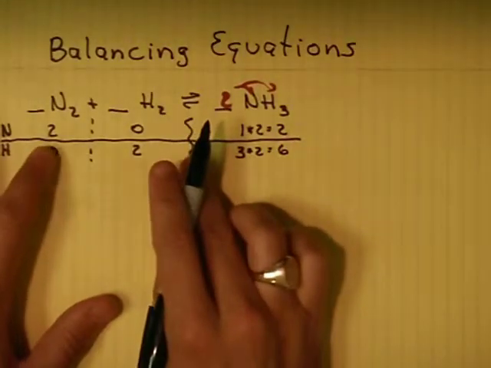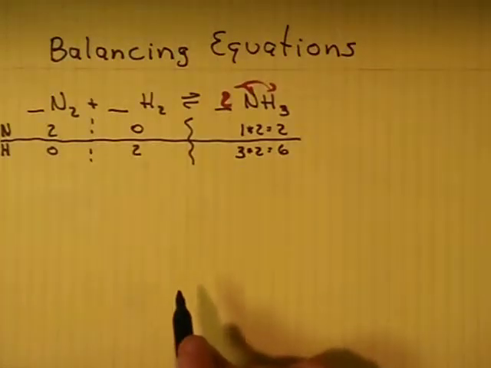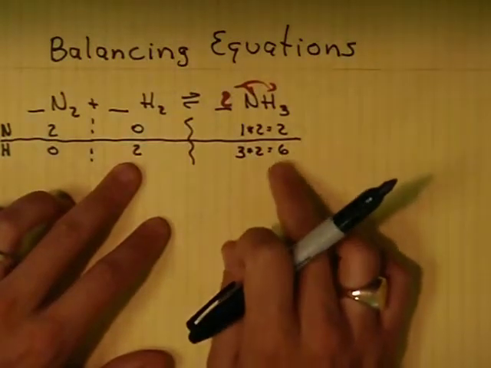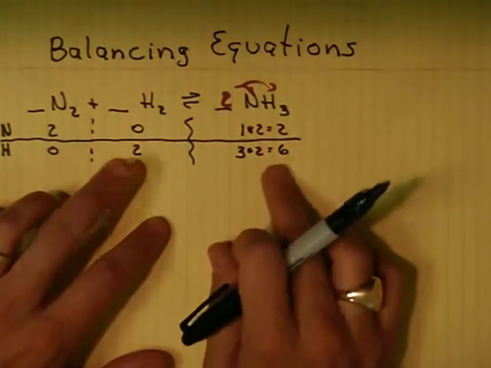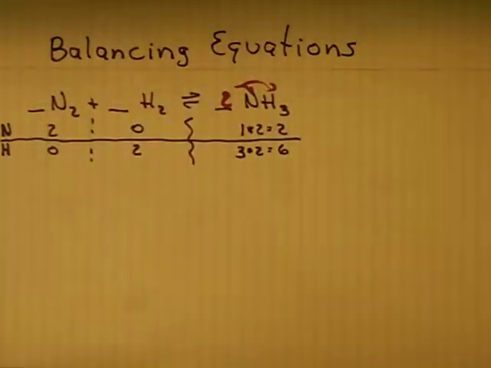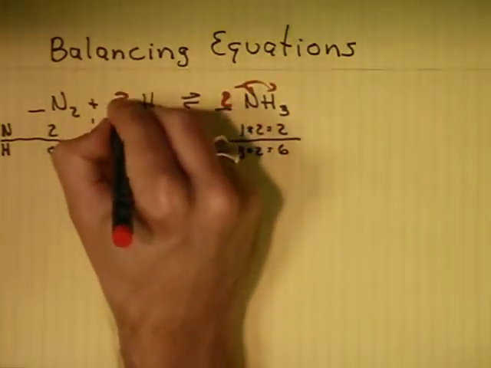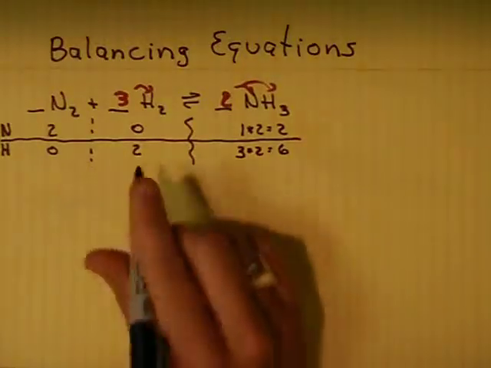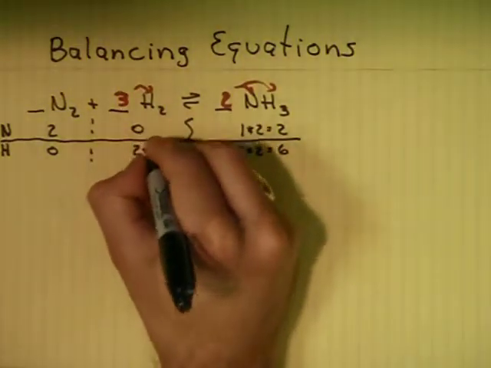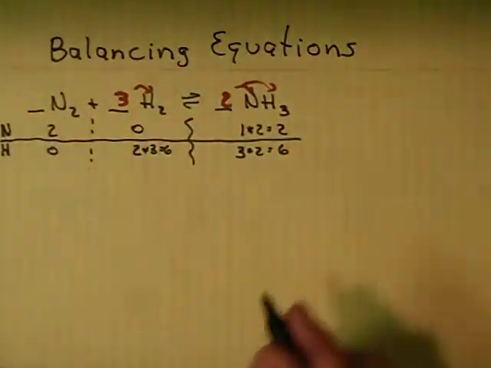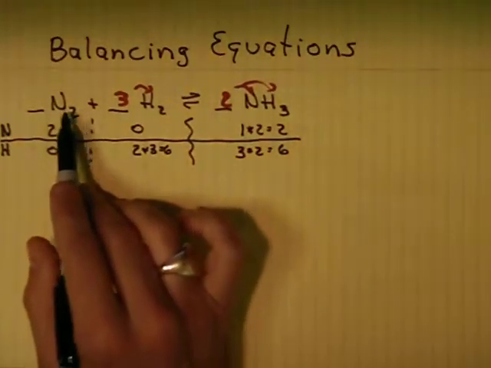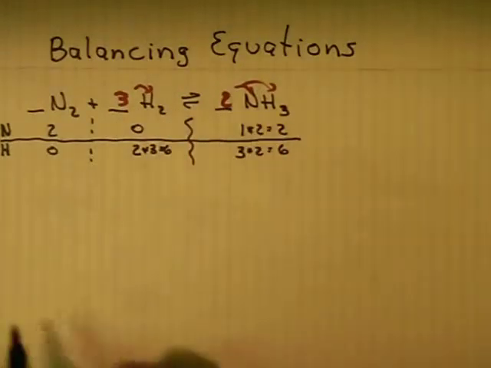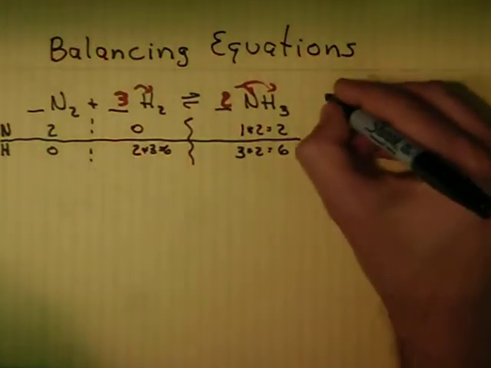So on the left side, we have 2 nitrogen. On the right side, we now have 2 nitrogen. But our hydrogens are now out of balance, because we've got 2 on the left side and 6 on the right side. So how can we make these 2 equal? Well, if we put a 3 here, which gets multiplied by this, 2 times 3 equals 6. So now with N2, 3 H2s, that balances to having 2 NH3s. So here's our balanced equation.